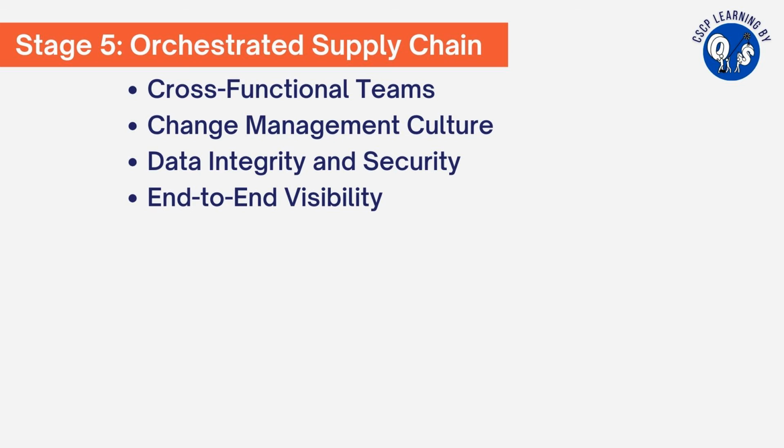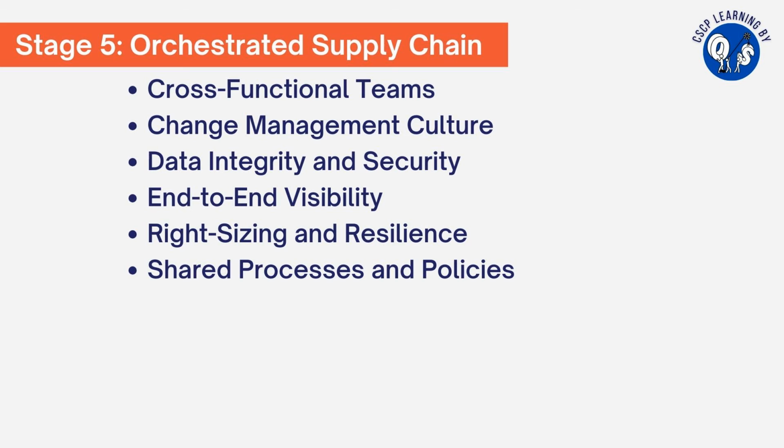End-to-end visibility. There is a focus on resolving technology gaps to achieve complete visibility across the entire supply chain, from sourcing to delivery. This means knowing what's happening at every stage of the process. Right sizing and resilience. Sourcing is optimized for efficiency but is also adaptable and resilient in the face of unexpected challenges. The number of products is adjusted to meet actual needs. Shared processes and policies. Processes are shared across the organization and policies are enforced consistently. Automation is common, which means repetitive tasks are handled automatically.